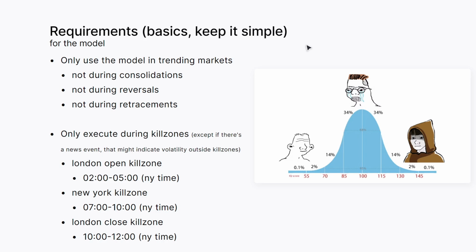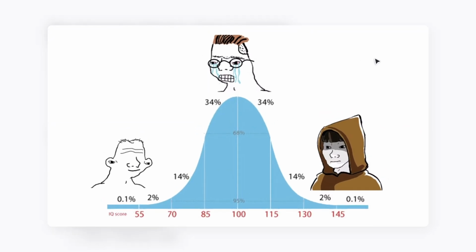Now, the requirements for this model. Look at this picture. If you are this guy in the middle, you won't go far. You think you're clever. You think you can outsmart stuff. You think you can make it more complex. You think you can figure something out. But nah.